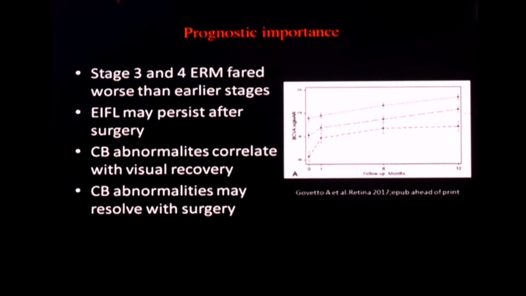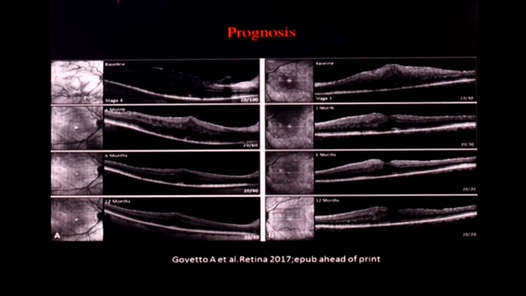The same happens with central bouquet abnormalities. Patients who have acquired vitelliform lesions don't do that well after surgery, whereas patients who have a neurosensory detachment and a fuzzy cotton ball sign do much better.